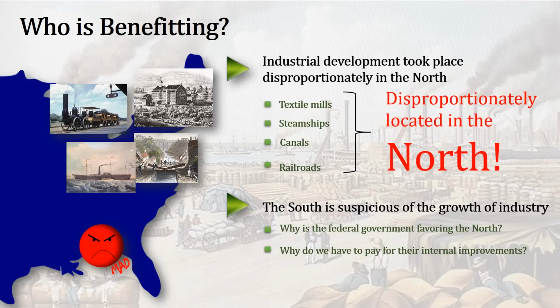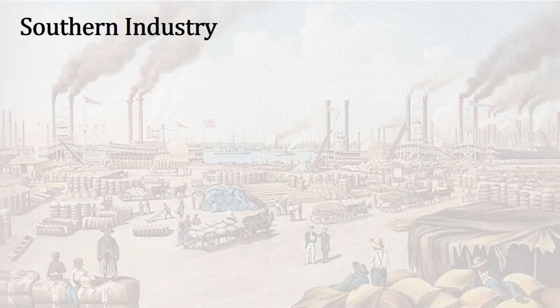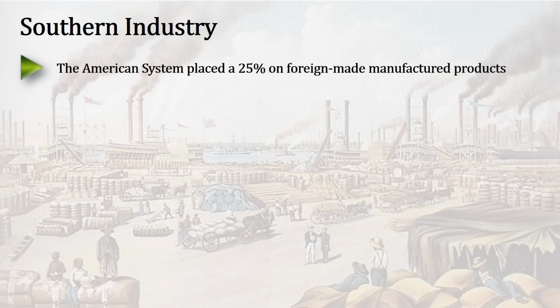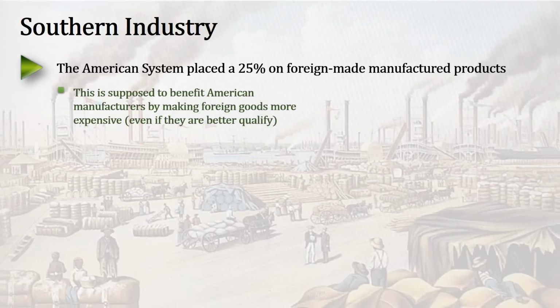Why do we have to pay through our tax dollars for their canals and their turnpikes and their roads, their so-called internal improvements? And why must we be made to purchase goods on a closed market because of these tariffs that they're raising? So here's the key to the South's objection. The American system placed a 25% tariff on foreign-made manufactured goods. What this is supposed to do is benefit American manufacturers by making foreign goods more expensive, even if they're better quality.